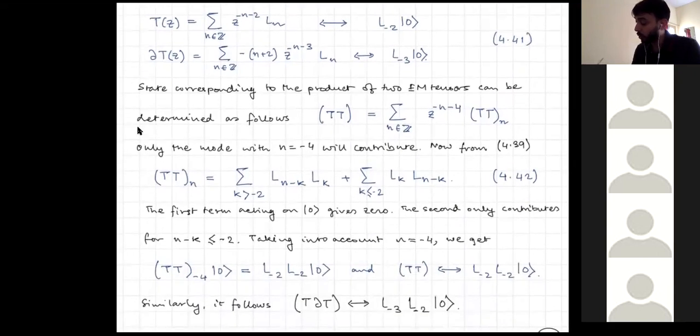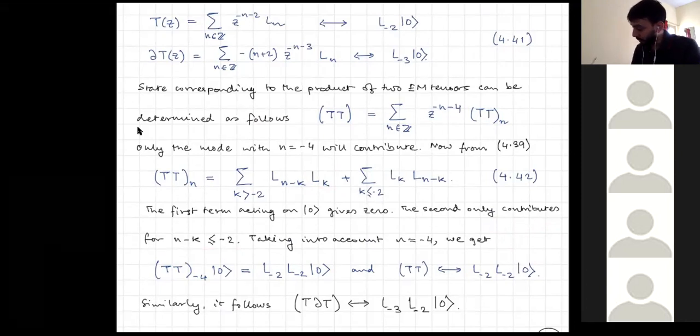Now, if you were to act this on the vacuum, since k is greater than minus 2, this term starts at L_{-1} and goes higher. We already know that L_{-1} acting on the vacuum is equal to 0, and L_n acting on the vacuum is equal to 0 for n greater than or equal to 0. So the first term, when you act on the vacuum, is just going to give you 0. And similarly, the second term is only going to make sense when you have n minus k less than or equal to minus 2.